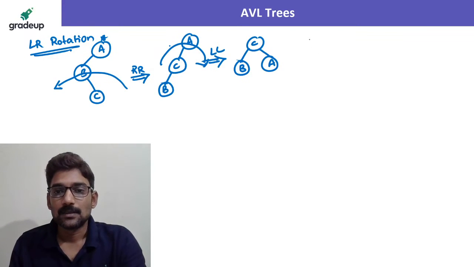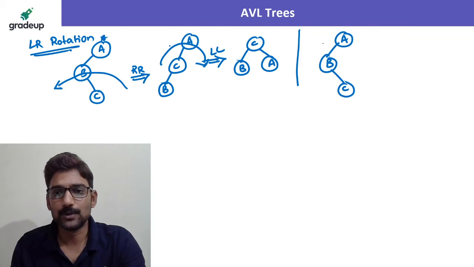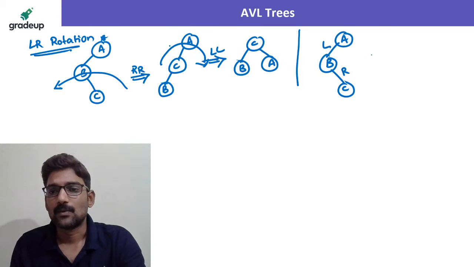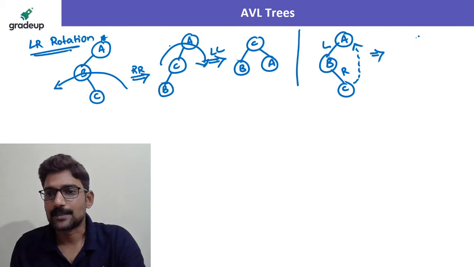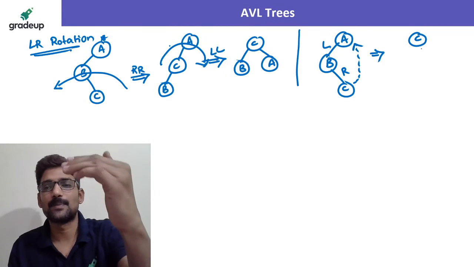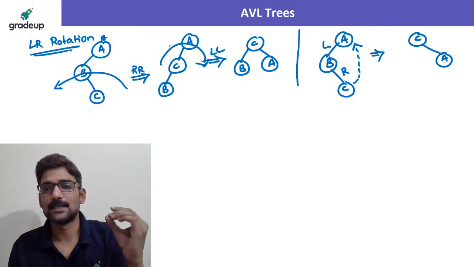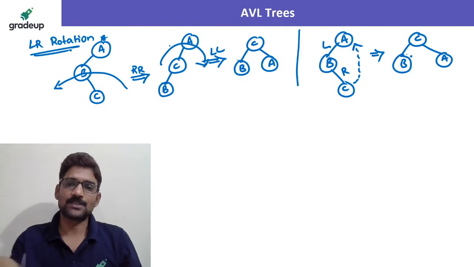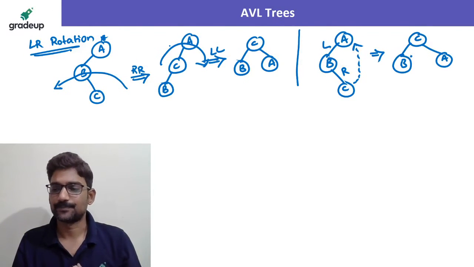So the same, let me tell you in short. If you wanted to do LR rotation, what happened? C became parent. C came to A place, A went to right, B is left. So you can perform this in 1 step also as a shortcut.